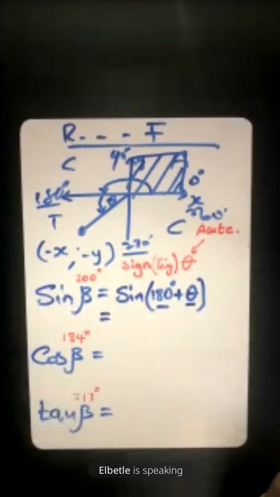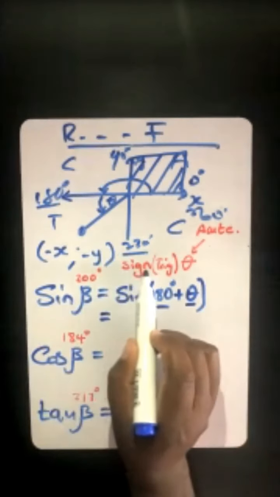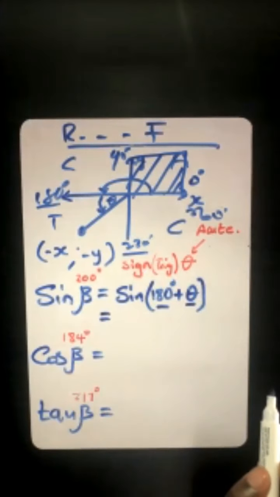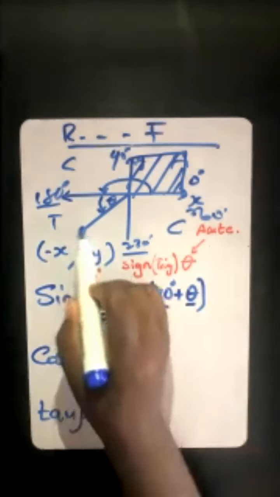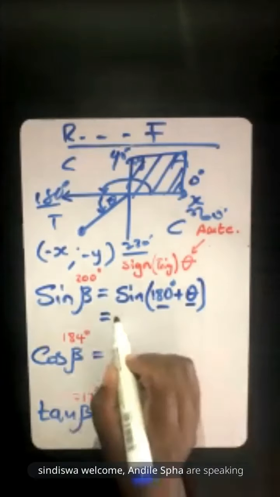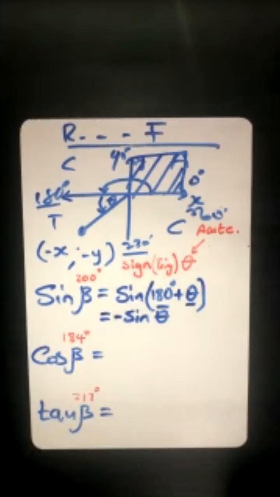But be careful of something. In this case, you must first make a comment on the sign, then the trig ratio, then that angle. So my question is, in terms of sine, is sine negative or positive in that quadrant? Are we having a positive or negative sign? Negative, 100%. So that means we've got negative sine angle.